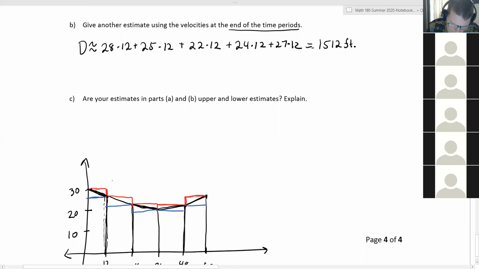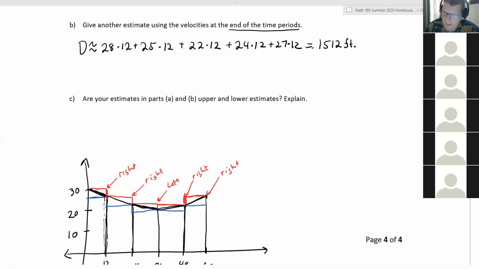Take a look. The red one, we start here. That's a right-hand sum. So this one, that's a right-hand sum. Here's a right. Here, this now is the left. We go back to the right. And we go back to the right. Got it? Midway, it changes to the left.